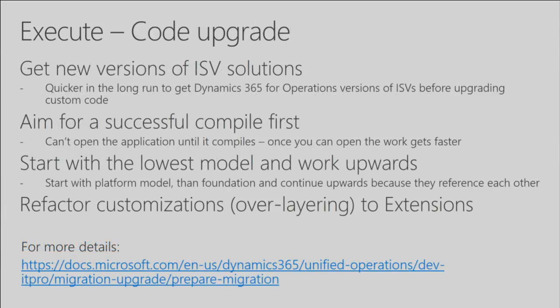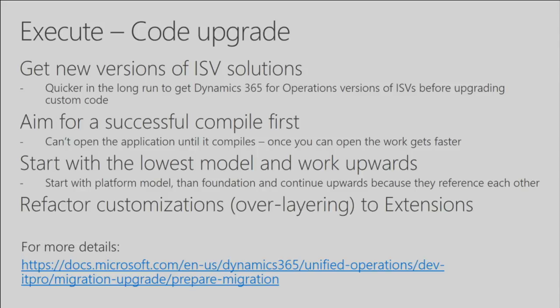Then you do your code upgrade. I spoke enough about the code upgrade, but I'm going to mention a couple more things. Get new versions of your ISV solutions if you're running on ISVs before you do your code upgrade. Once the code is converted, first aim for a successful compile. Don't worry too much about your fit gap analysis. Don't worry too much about moving your overlaying to extensions, because even though we encourage extensions and at some point overlaying will be deprecated in the future, overlaying still works. So get to the stage where your application compiles and you can run it. That should be your first focus of the code upgrade.